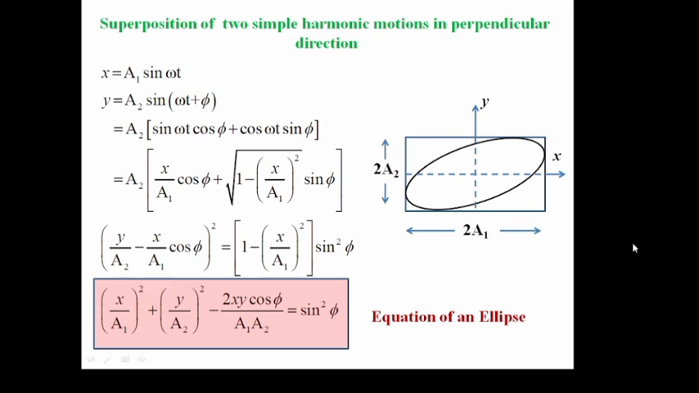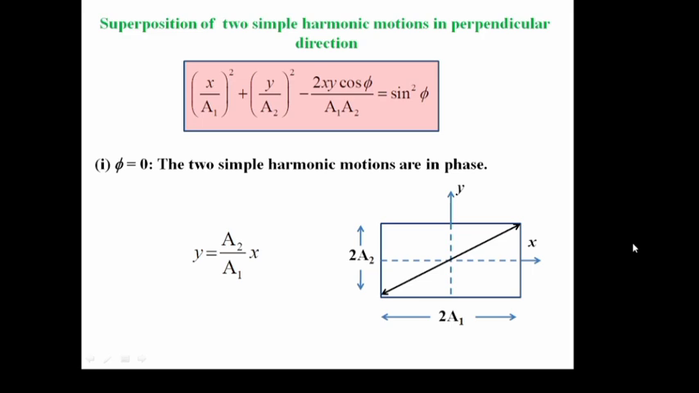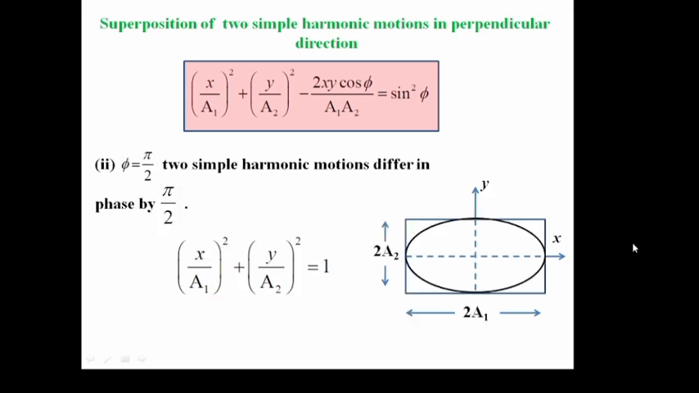Now if we change it, how will it vary? Let's see. If we put phi equal to 0 in the above equation, we get the equation of a straight line, that is y equal to mx. Here m is a2 by a1, right? Now you vary phi and let's see what we get.